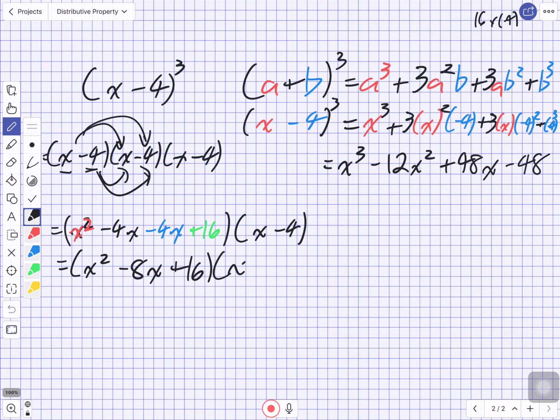Now, there's two ways to look at this. I can either take each of these three terms and multiply it by both, or I can take these two and multiply them by 3. It doesn't matter. Since we kind of are going left to right, the way we read, I'm going to show you. So I would do x squared times x, x squared times negative 4, negative 8x times x, negative 8x times negative 4, and 16 times x, 16 times negative 4. Okay, so there's a lot of arrows in this one. That's where it gets a little confusing.